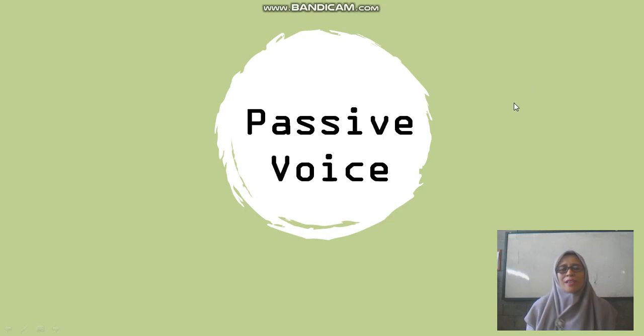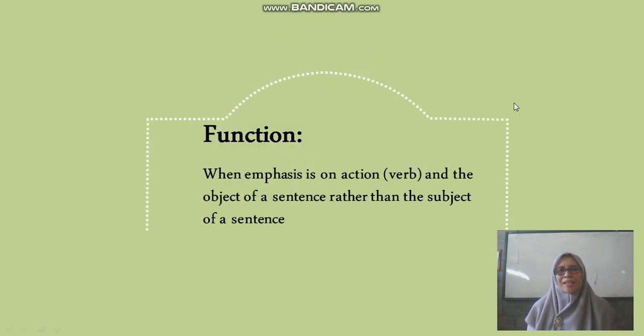Now we will learn about passive voice. I'm sure all of you have heard about passive voice. Do you know how to use it? Passive voice is used when you want to emphasize only the action verb, or the verb and the object, but not the subject.